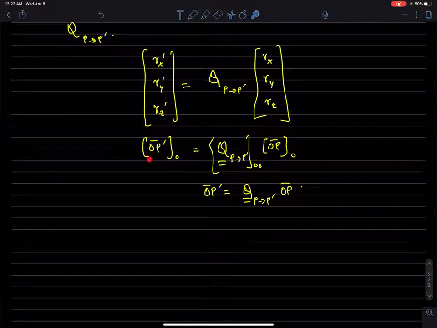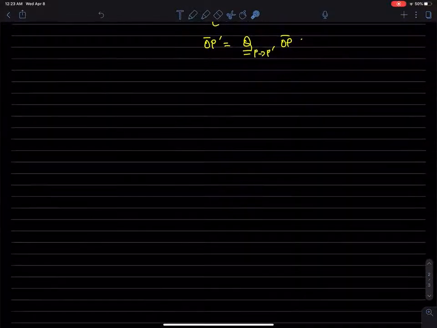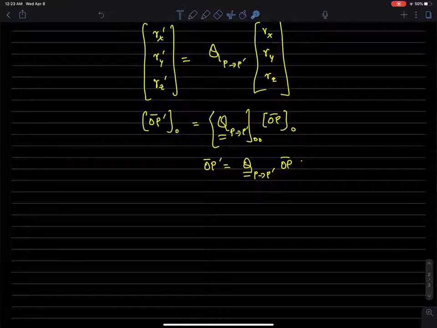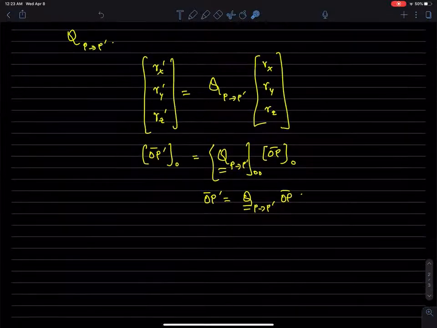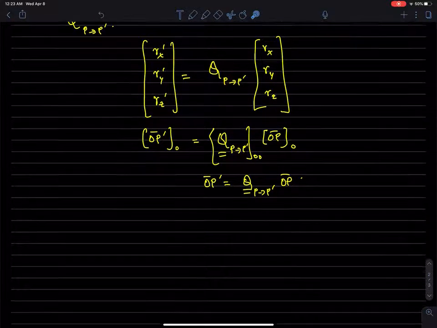But once you specify the coordinate frame for both OP dash and OP, Q gets fixed, or at least we can specify Q in the context of those coordinate frames. Of course, Q is not necessarily unique if all you know is that it takes some point P to P dash, but we can certainly find a Q that achieves that. In any case, we're calling such a rotation matrix Q in this context.